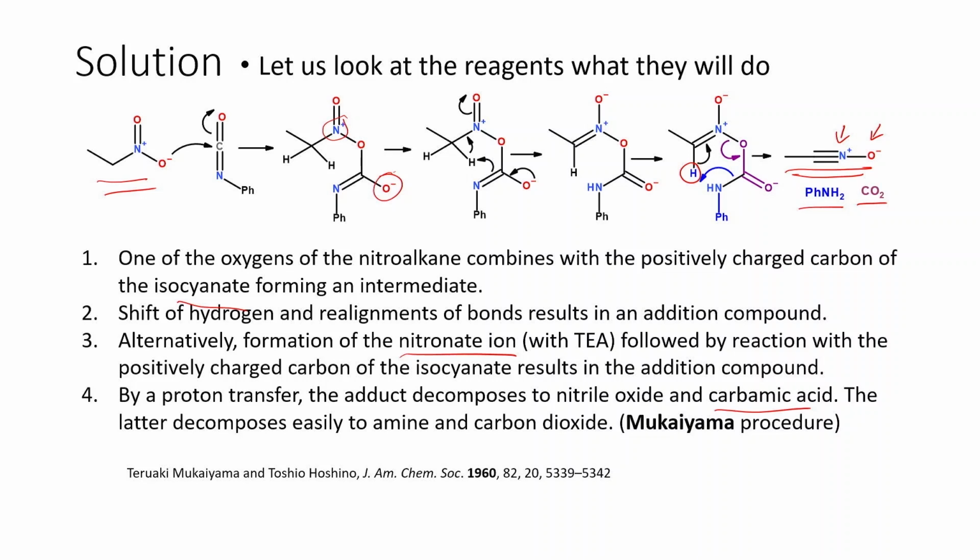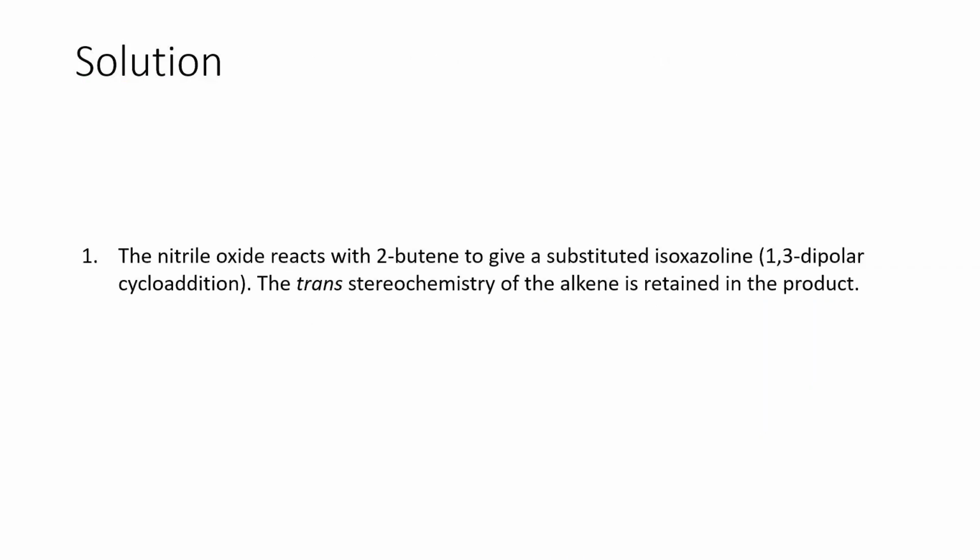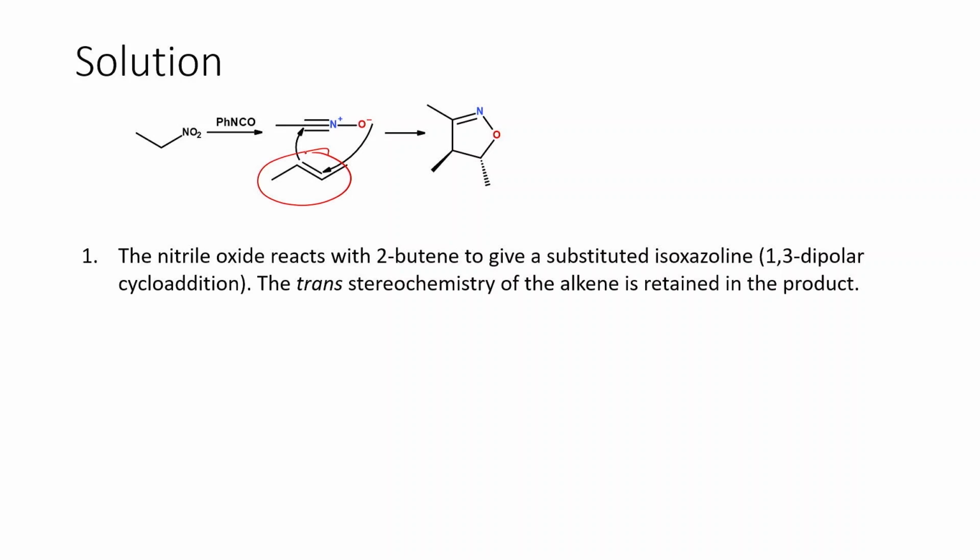So the overall reaction is basically called a Mukaiyama procedure, because Mukaiyama developed this particular procedure, and this was reported in JACS 1916. The reference is given here. And once this nitrile oxide is formed, then the next step is going to be the reaction with an alkene.